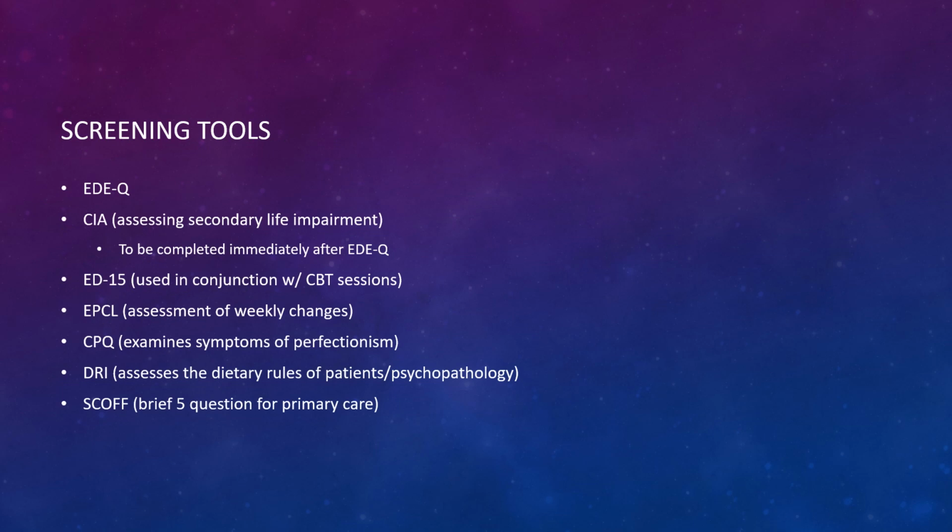So screening tools to be utilized for primary care settings to identify eating disorders in patients, you could utilize that brief 5-question SCOFF. And then relative to this case study, you could use the EDE-Q. The CIA should be administered immediately after the EDE-Q. So the EDE-Q will provide measures for the cognitions and associated behaviors, and then the CIA will help to assess those secondary life impairments or the severity of those secondary life impairments.